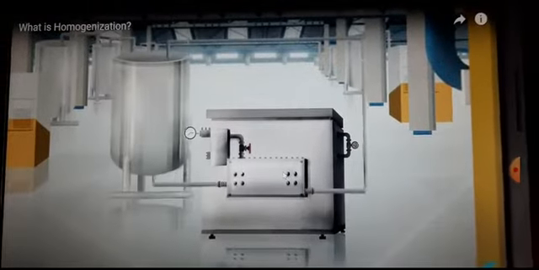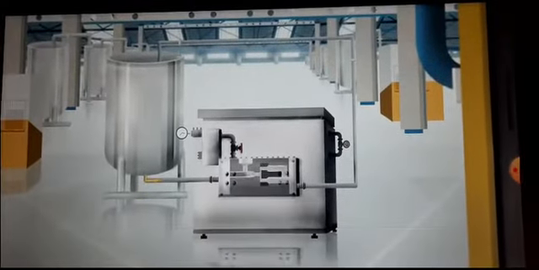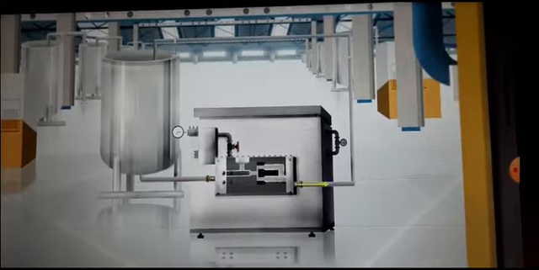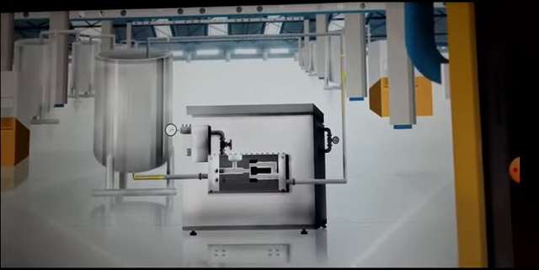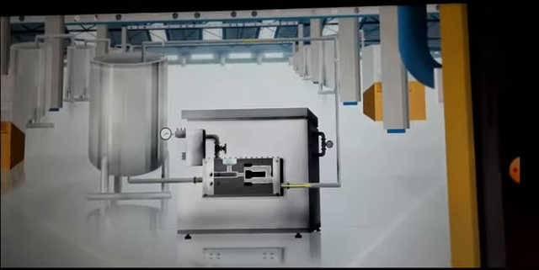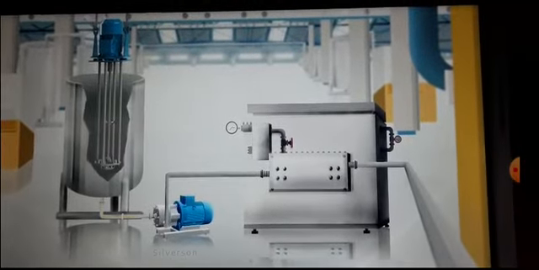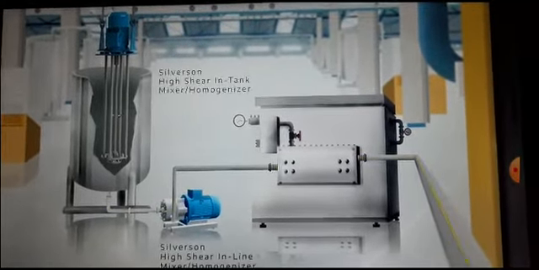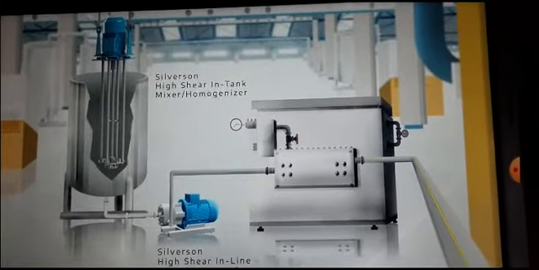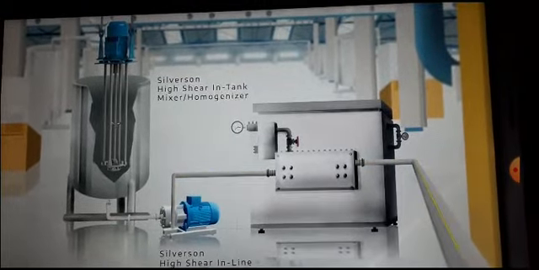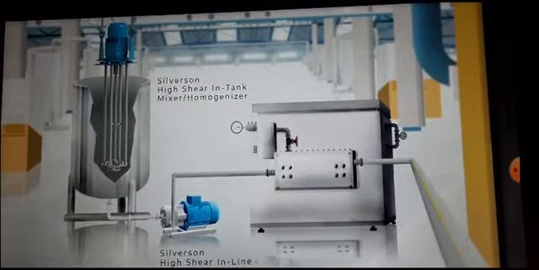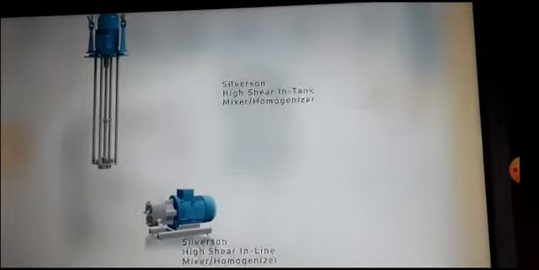This is how the whole system works. This is the whole assembly. You can see here the microbial cells are entering, and the broken cells are then fed back to the chamber, returning back to the chamber. This is another version, a combination of mixer homogenizer like this.